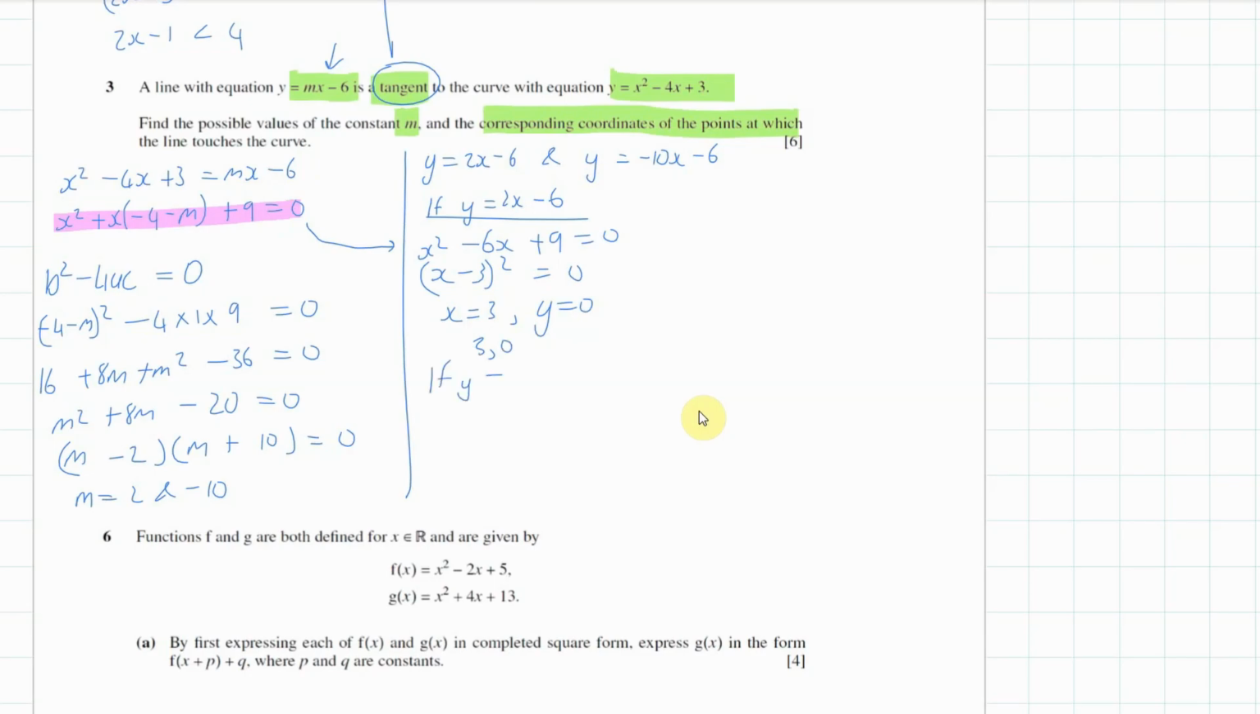Now, if m equals negative 10, we're going to plug that into that pink highlighted section, and we'd get x squared plus, now we'd have minus 4 minus negative 10, which is like minus 4 plus 10, which is 6. So we should have 6x plus 9 equals 0. And so you can see that x plus 3 all squared equals 0. And so x equals negative 3. And if we plug that into our equation up here again, minus 3 times negative 10 is 30, take away 6 is 24. So I think it should be negative 3, 24. So these are our two results. Okay, hope that's right. Let's move on.